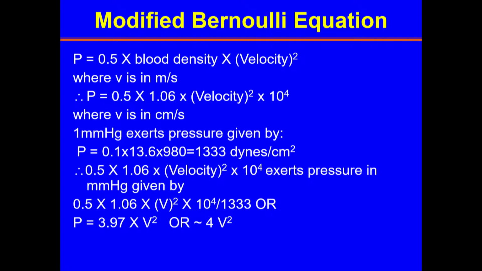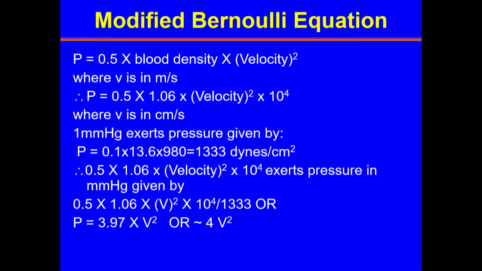This is the full modified Bernoulli equation that you all use. Basically, we end up expressing the pressure in millimeters of mercury and the velocity in meters per second, and we say the pressure gradient equals 4v squared. For someone who asks, why is it 4v squared, that slide goes through that explanation.